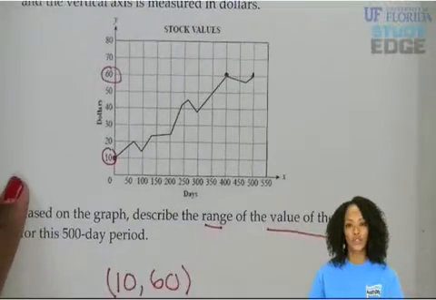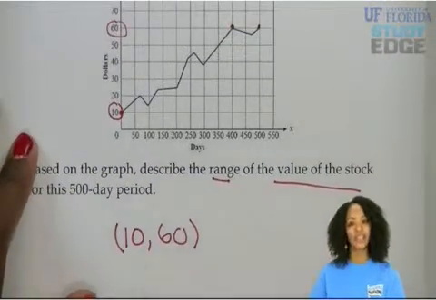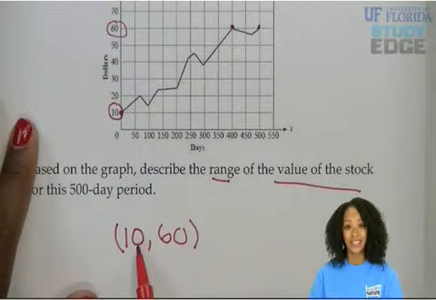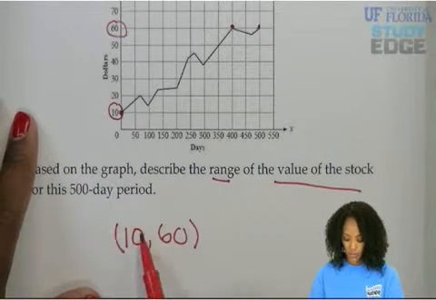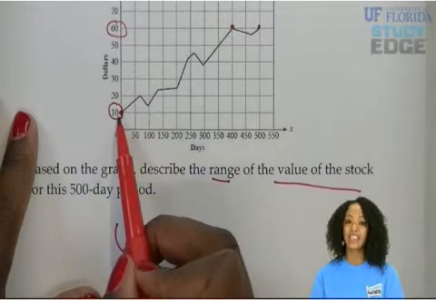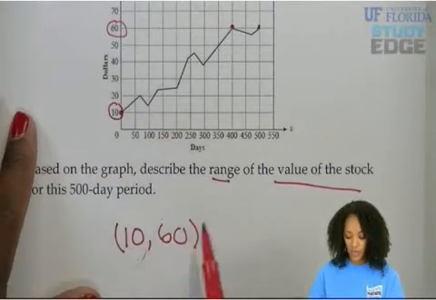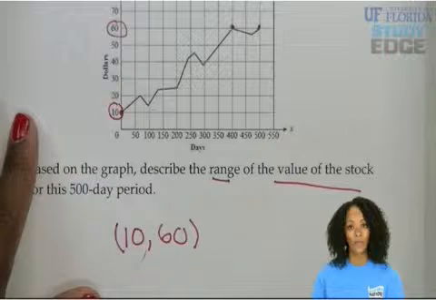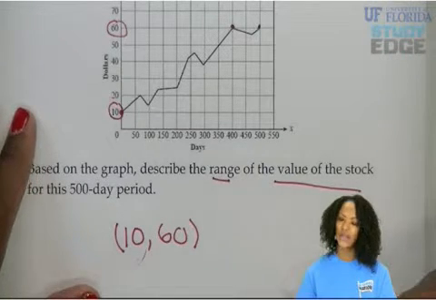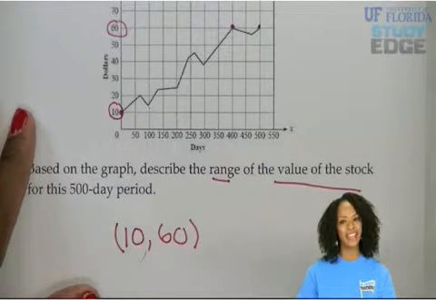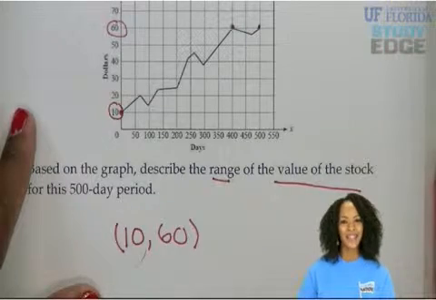So the stock's range is from $10 to $60. Its value is its least at $10, and it's its most at $60. So the range of the stock for this 5-year period is from 10 to 60. I hope that was helpful.